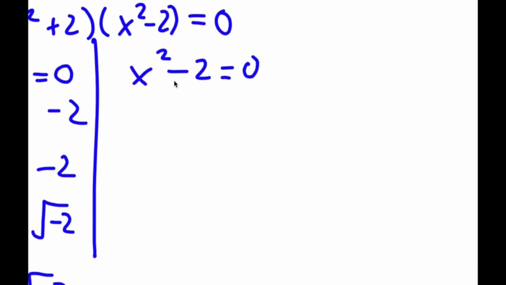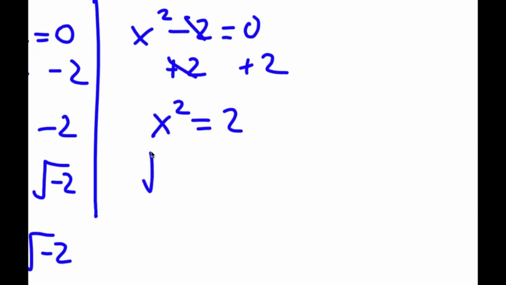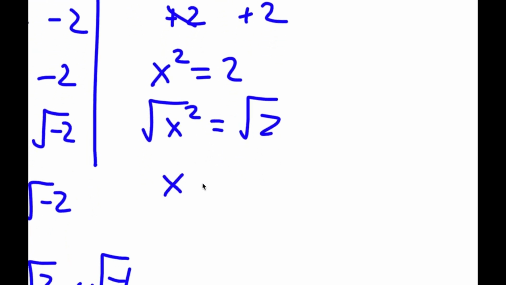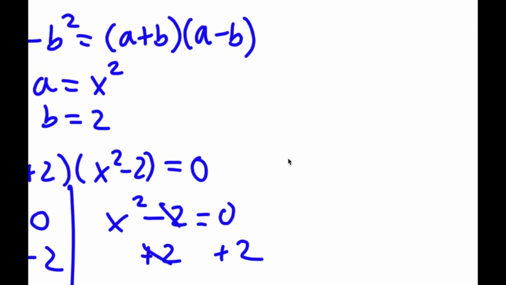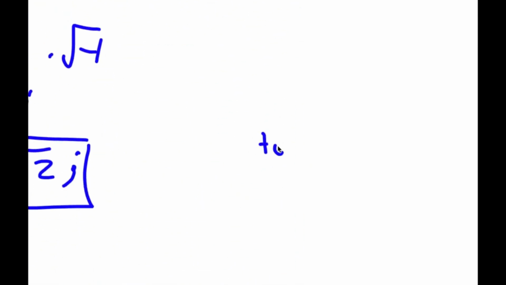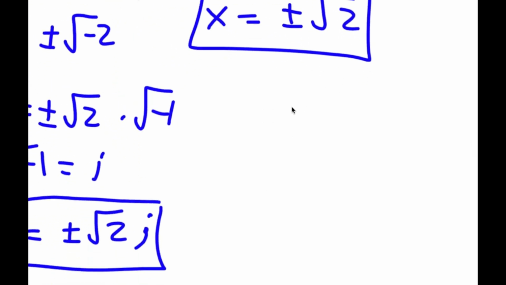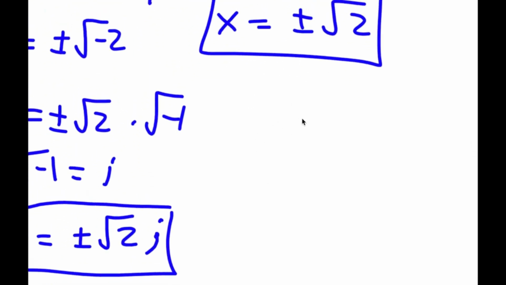Now for this one, I have x squared minus 2 equals 0. So this time I'm going to add 2 on both sides. These two cancel out, and I get x squared is equal to 2. And now I'm going to take the square root on both sides. Square root of x squared is x. So I get x is equal to positive or negative square root of 2. So those are our 4 solutions to this problem.